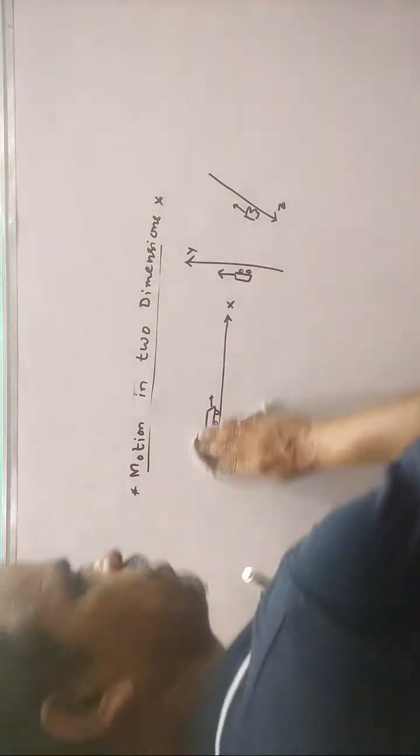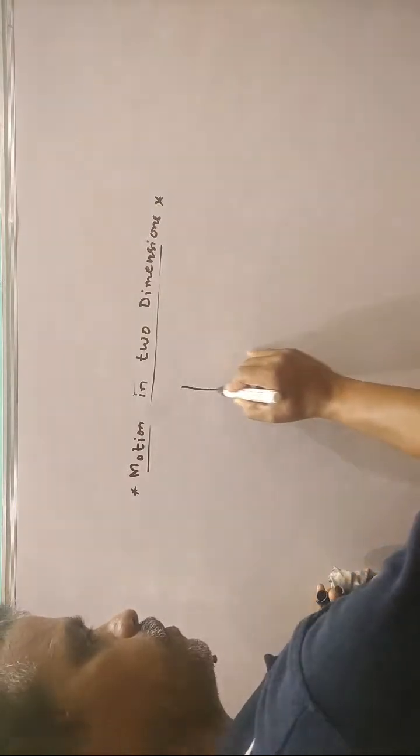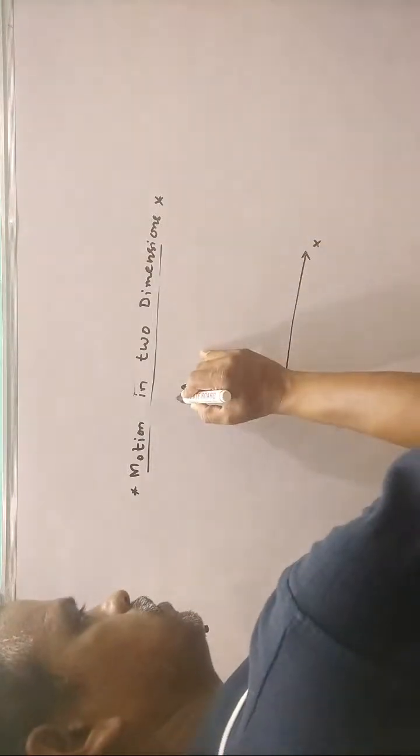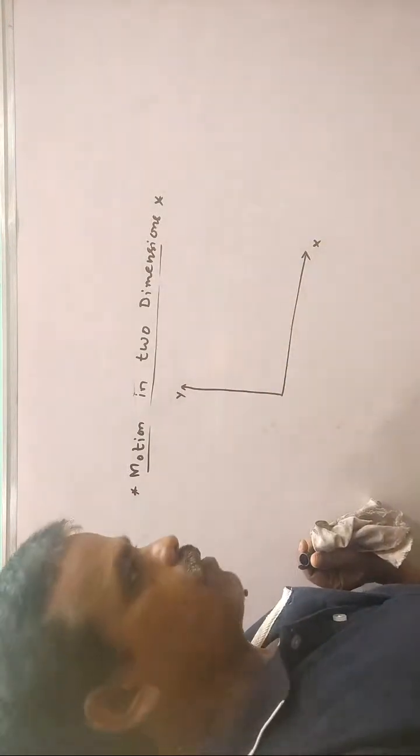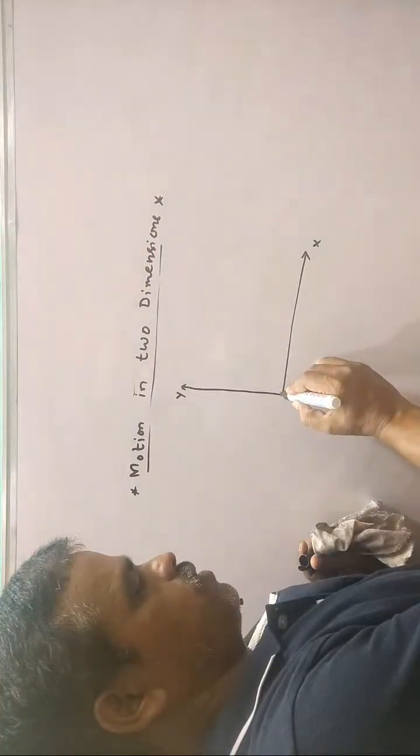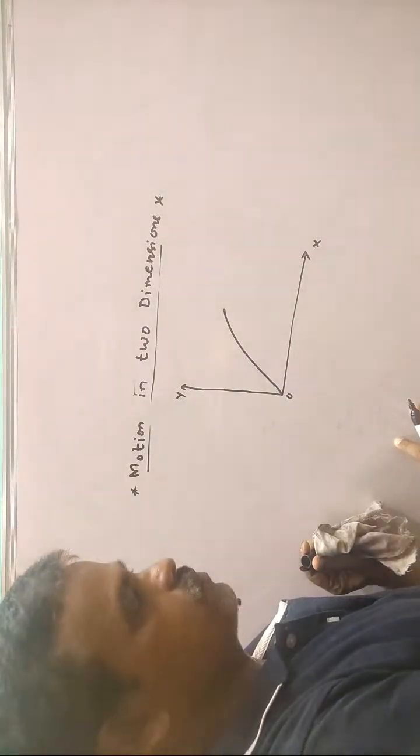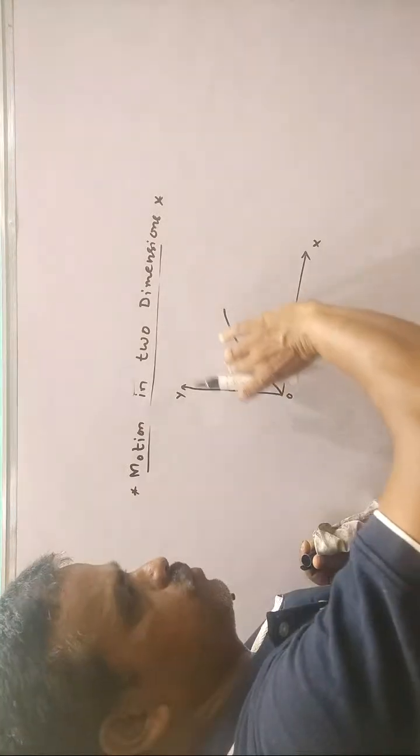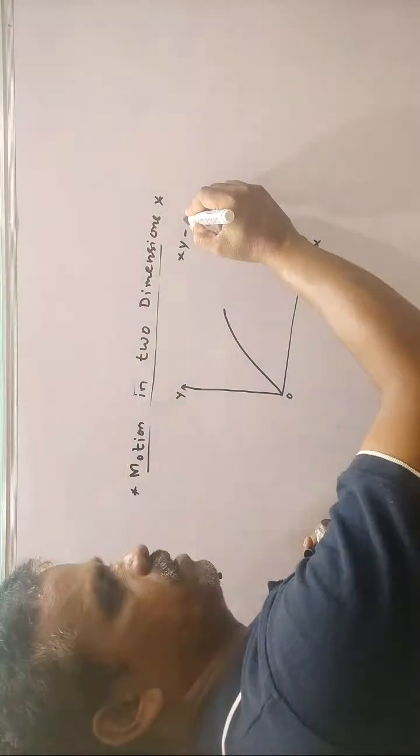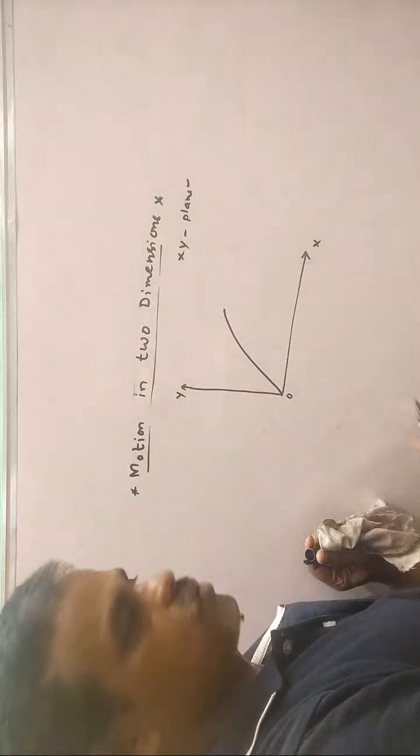When the motion is in two dimensions, let this be the x axis and this the y axis. This is the origin. The body is moving like this. So the body is in motion in a plane, that is the xy plane.